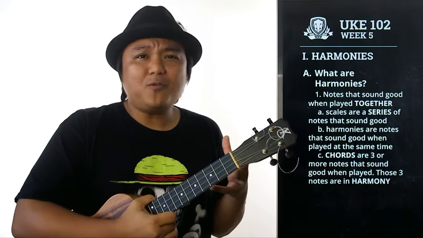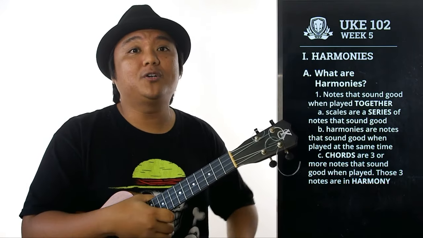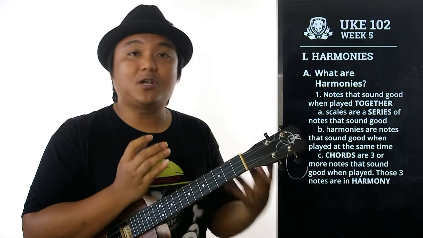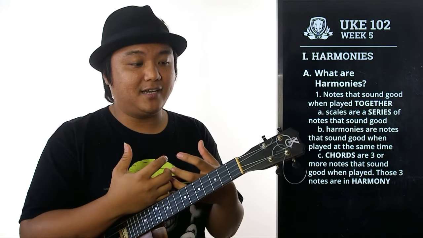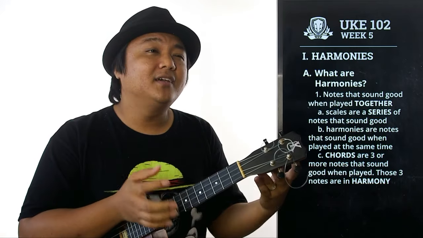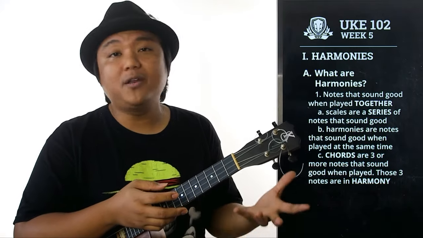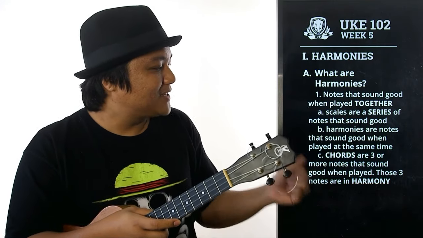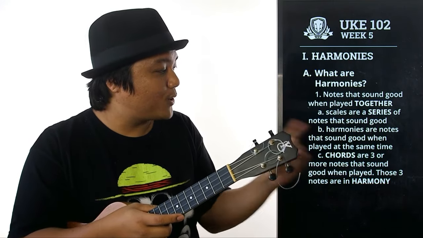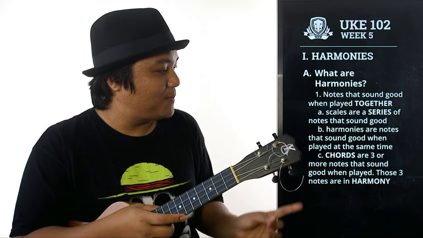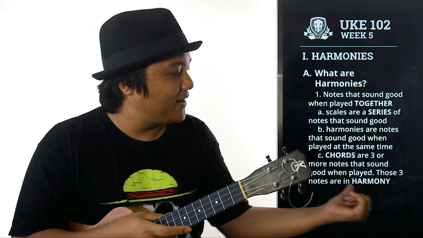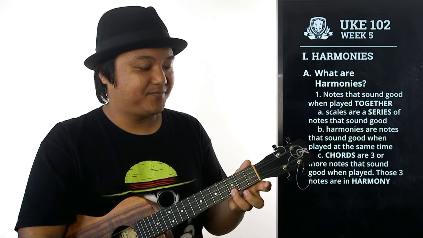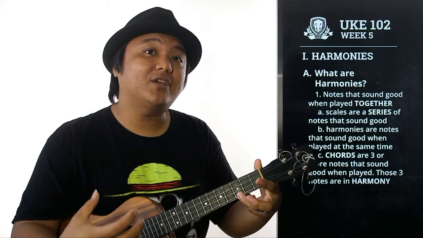All right, so it's not really necessary in order for you to play ukulele really well or to come up with good melodies. But if you want to come up with melodies that sound full, or do something a little bit different, instead of playing one note all the time, you can add harmonies to enhance that melody line. Once again, chords are three or more notes that sound good when played together. Those three notes are in harmony. So we already know that when we play a C chord, all these notes will work together and it sounds good.